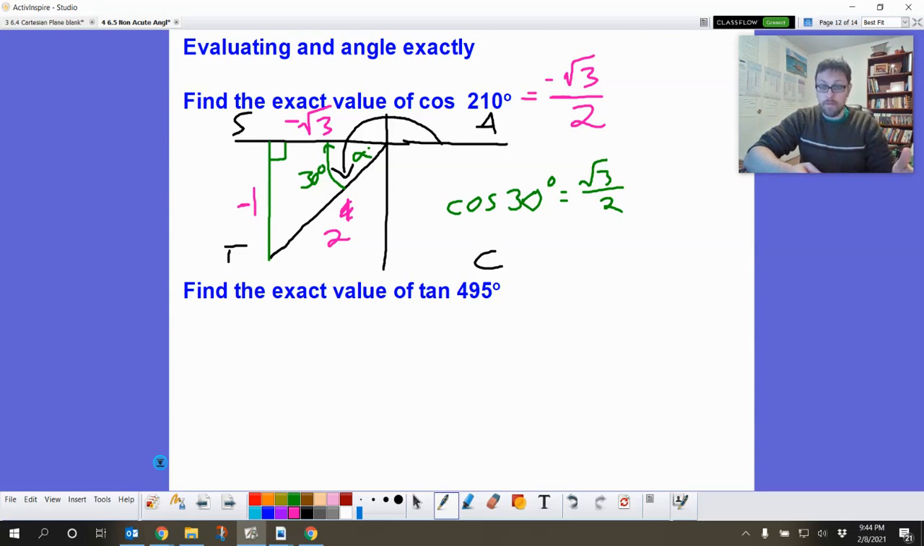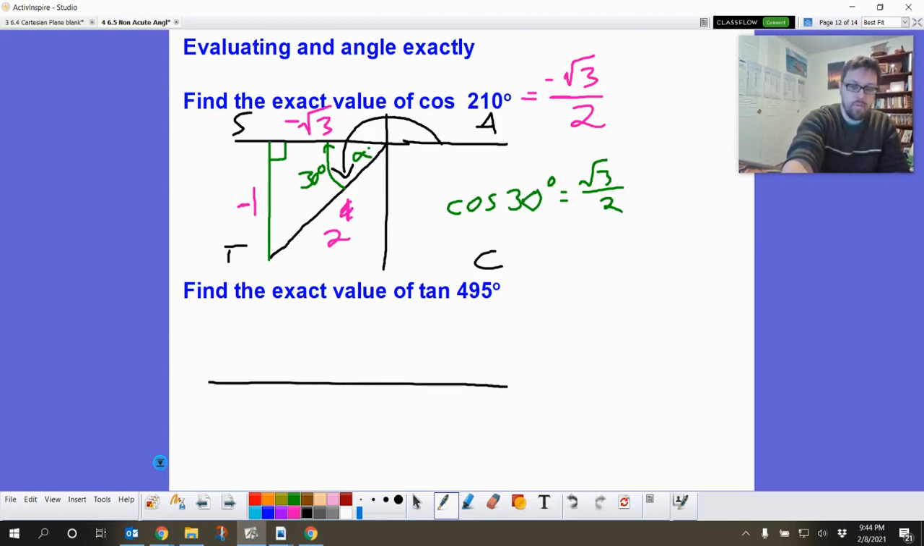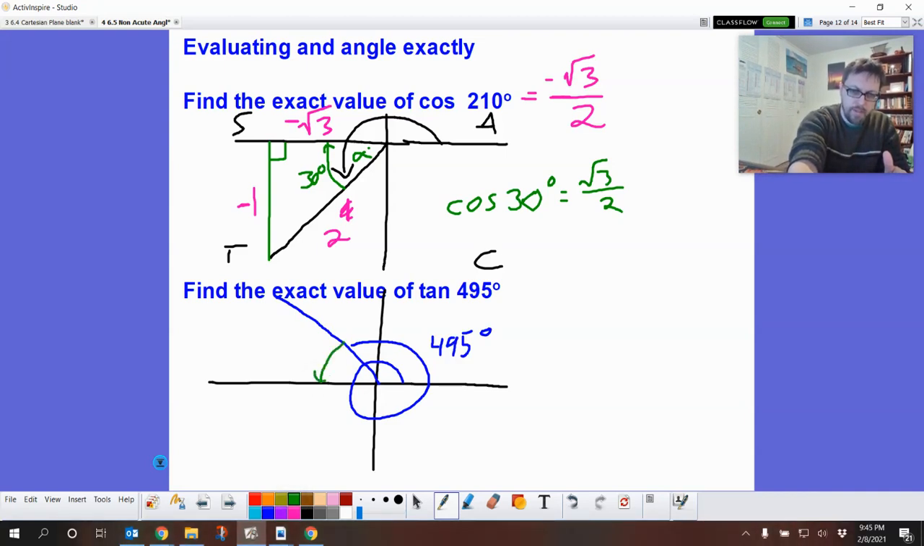Let's try out 495 degrees. So 495 degrees is going to be in the second quadrant. I'm kind of cheating off my notes here. I would add, I've got 360 degrees plus another 135 degrees. So that's our 495. Well, let's do that reference angle thing again. So there's my reference angle. It's just 45 degrees.